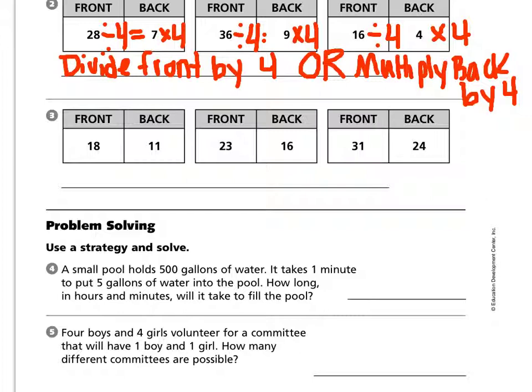So I know that 18 minus 7 equals 11. 23 minus 7 equals 16. And 31 minus 7 equals 24. Now I could do the inverse and do 11 plus 7 equals 18, 16 plus 7 equals 23, and 24 plus 7 equals 31. So what I would do when I'm writing my rule is that you would subtract 7 from the front or add 7 to the back.